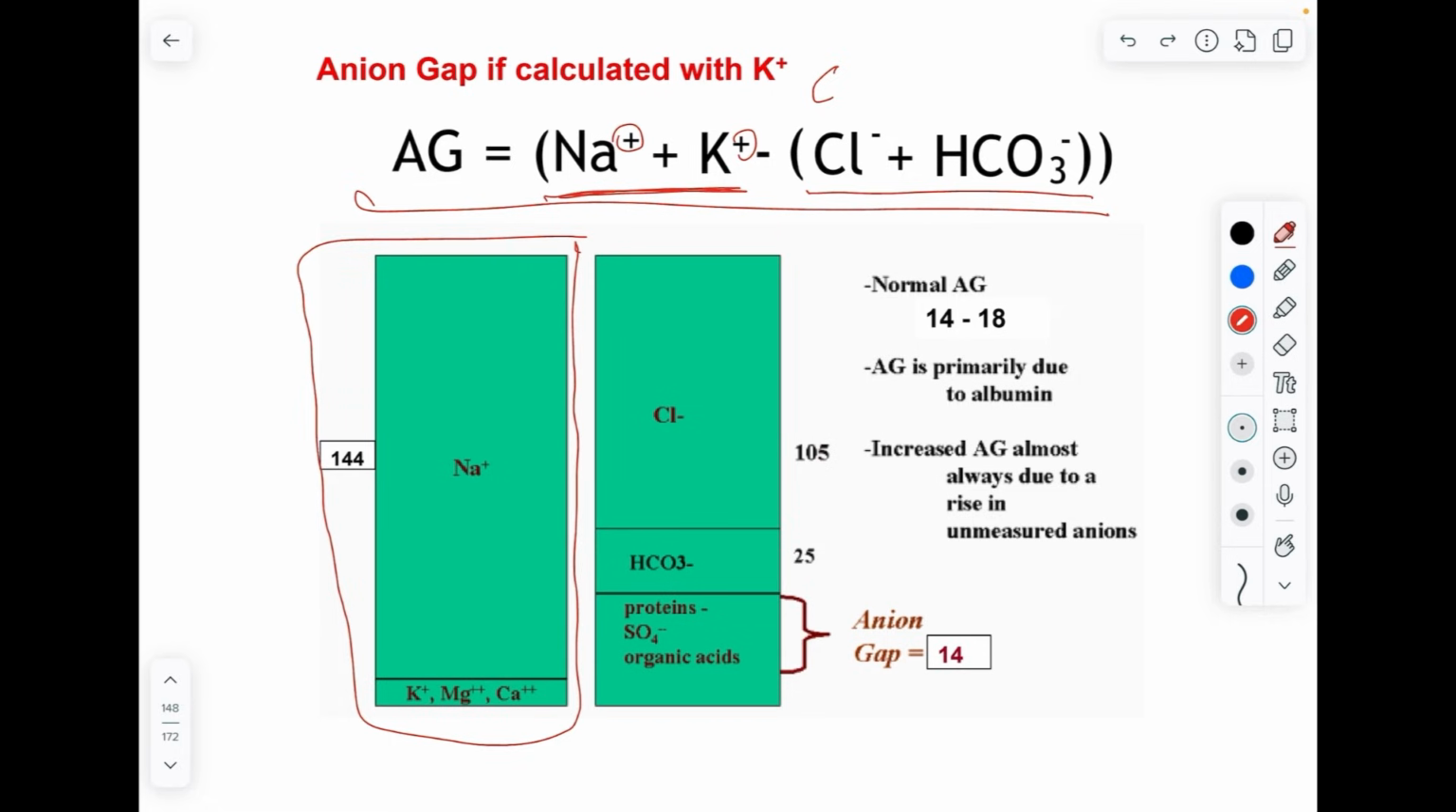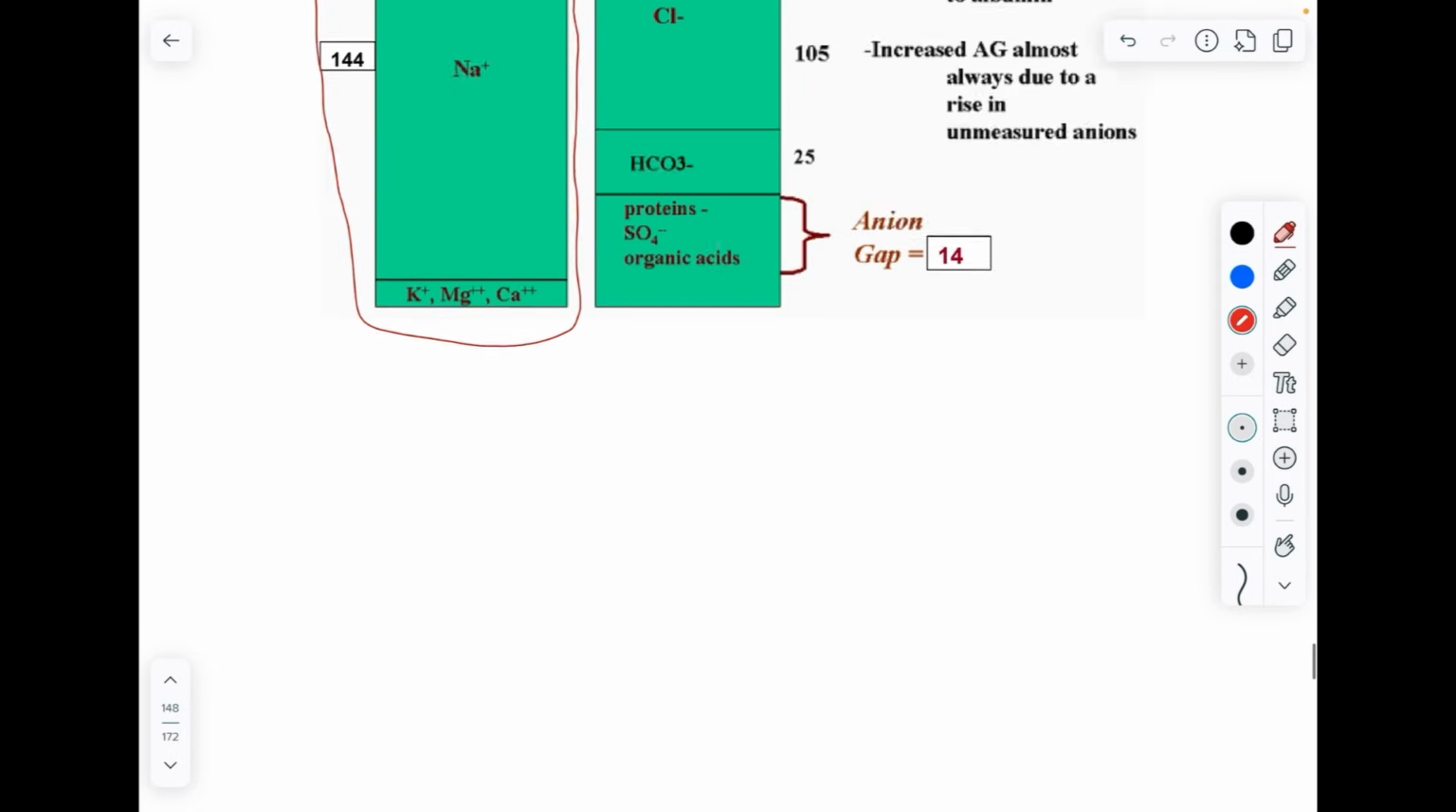But what is this gap? Some of these anions we cannot really measure well. Okay? If we cannot measure it well, it gives us this hypothetical gap. And we calculate it by adding the positive ions, mostly sodium and potassium, no need for the others because their concentration is very little, and we subtract them from the negative ions, which are mostly chloride and bicarbonate. Okay, just memorize the equation.